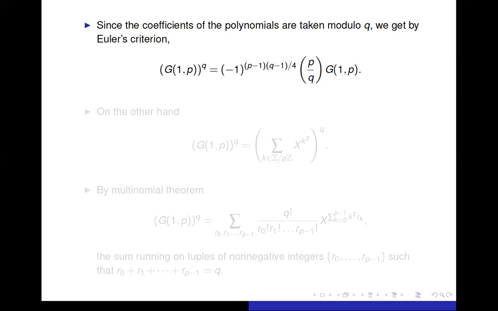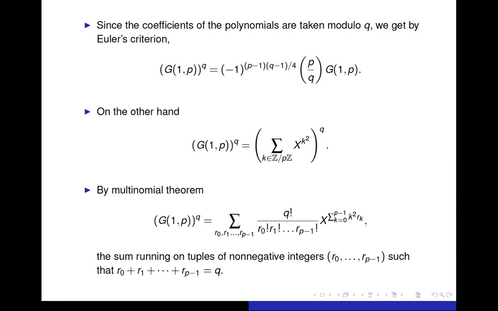Now I will compute the q-th power of the Gauss sum in another way, by a direct expansion. I just expand my q-th power of the Gauss sum, and I apply the multinomial theorem. So I get a big sum of different powers of x times some coefficients. But what happens is that all the multinomial coefficients are divisible by q, except when we take the q-th power of a single term.